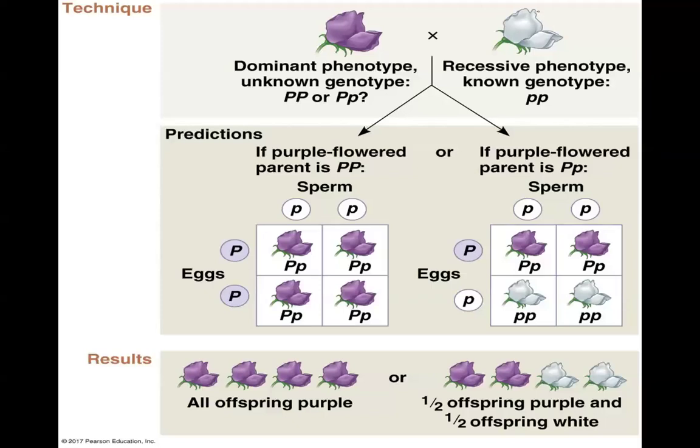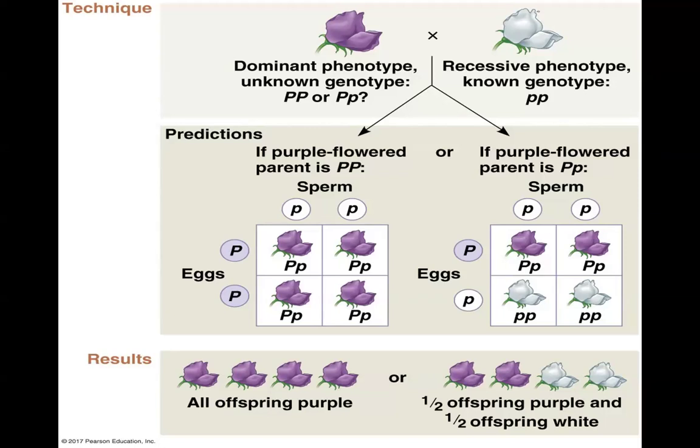This slide here depicts the test cross as described in the previous slide. We have a dominant phenotype purple plant, however, we do not know what the genotype is. That individual could be big P, big P, or it could be big P, little p. We will do a test cross and cross it with a fully homozygous recessive. With that parent, we know what the genotype would be. It would be little p, little p.